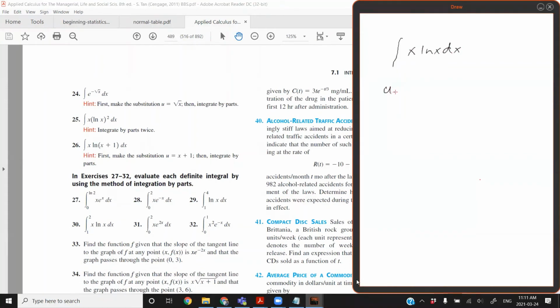Okay, so let's take u to be x, then du is going to be dx. I said u is ln x. Is that wrong? Oh yeah, that's better. That doesn't work. Okay.